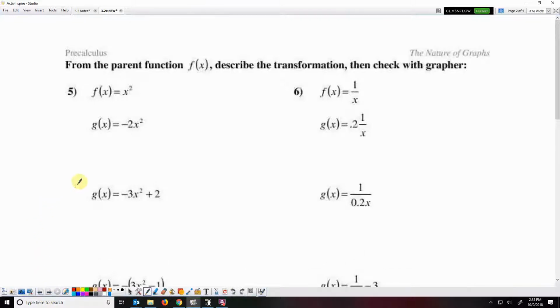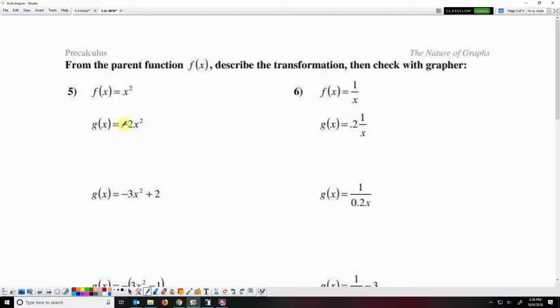All right, so on to page 2. From the parent function, f of x equals x squared. So we're doing a square function, a basic parabola. Describe the transformation, and then check with the graphing calculator. We're just going to go through each one and describe the transformation.